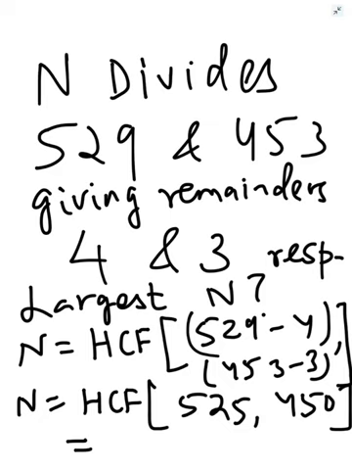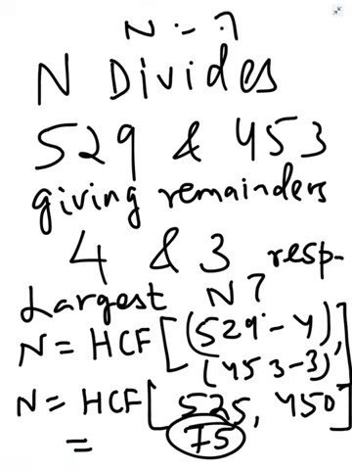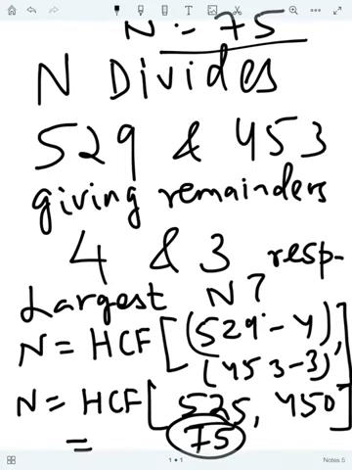So that I can find by long division, which comes out to be 75. That means our answer is 75. So 75 is the largest number which will divide 529 and 453, giving remainders 4 and 3 respectively. So this was about HCF model 1 and how to apply it.